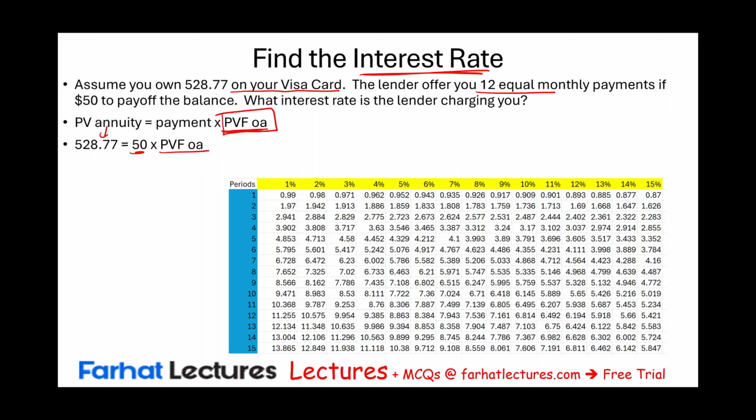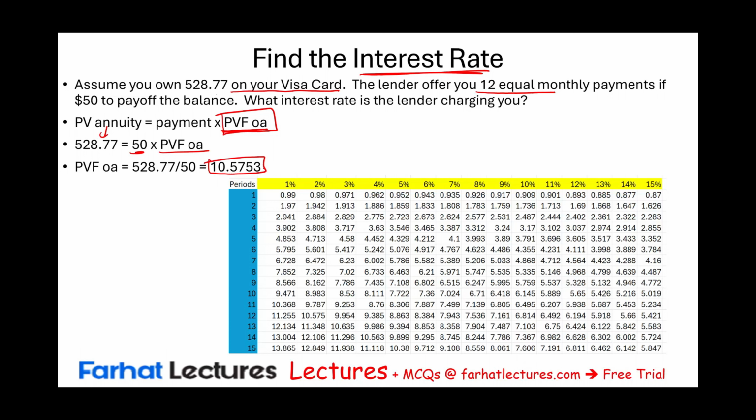Well, we can solve this formula. If we solve for the present value of the ordinary annuity factor, we divide both sides by 50. 527 divided by 50, and we find the present value annuity factor is 10.5753. This is the factor.